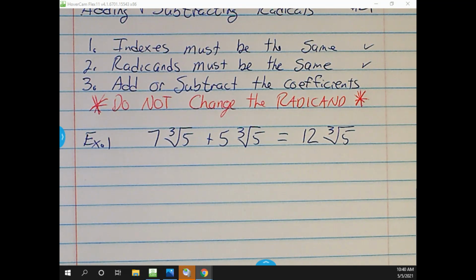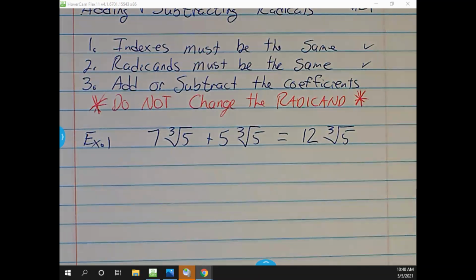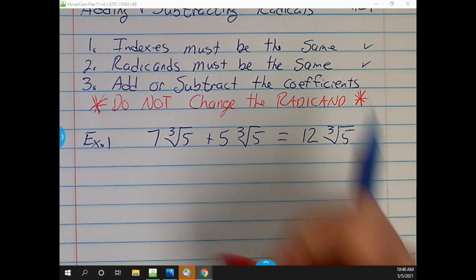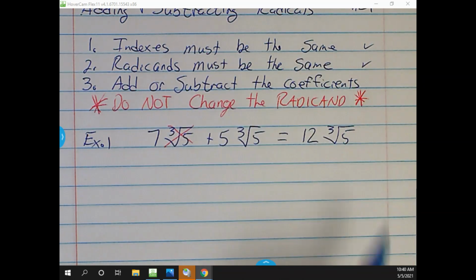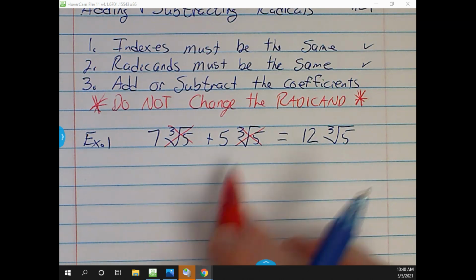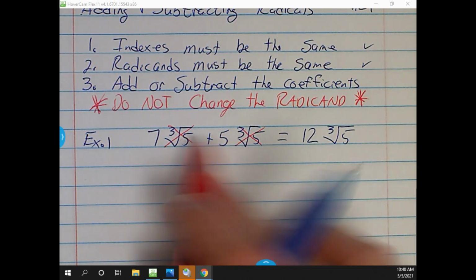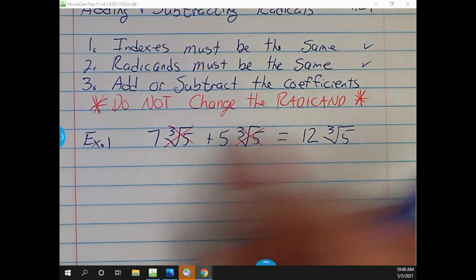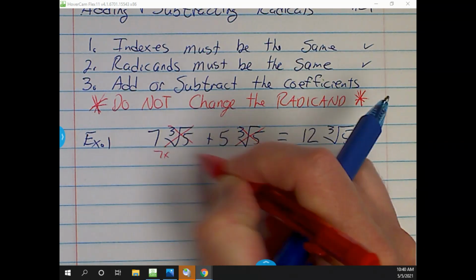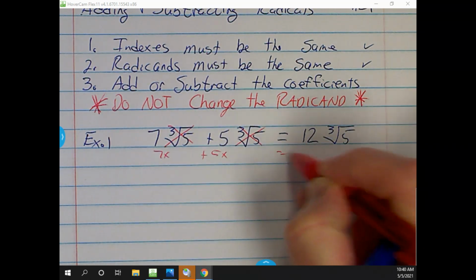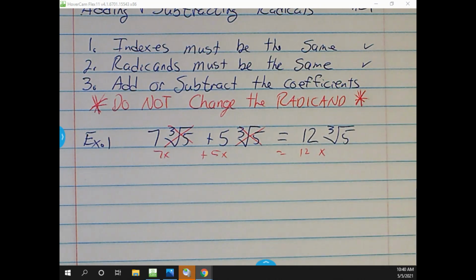No, it's not. Adding and subtracting, as long as the radicands are the same and the indexes are the same, it's really easy. You take whatever numbers are on the outside and you add them. You can almost think about this as a big giant X through the radical. It's like 7X plus 5X. Not that you have to do that, but as long as these are the same, you can think about those being like X's, then that's just 7 plus 5. You can almost think about it like that.